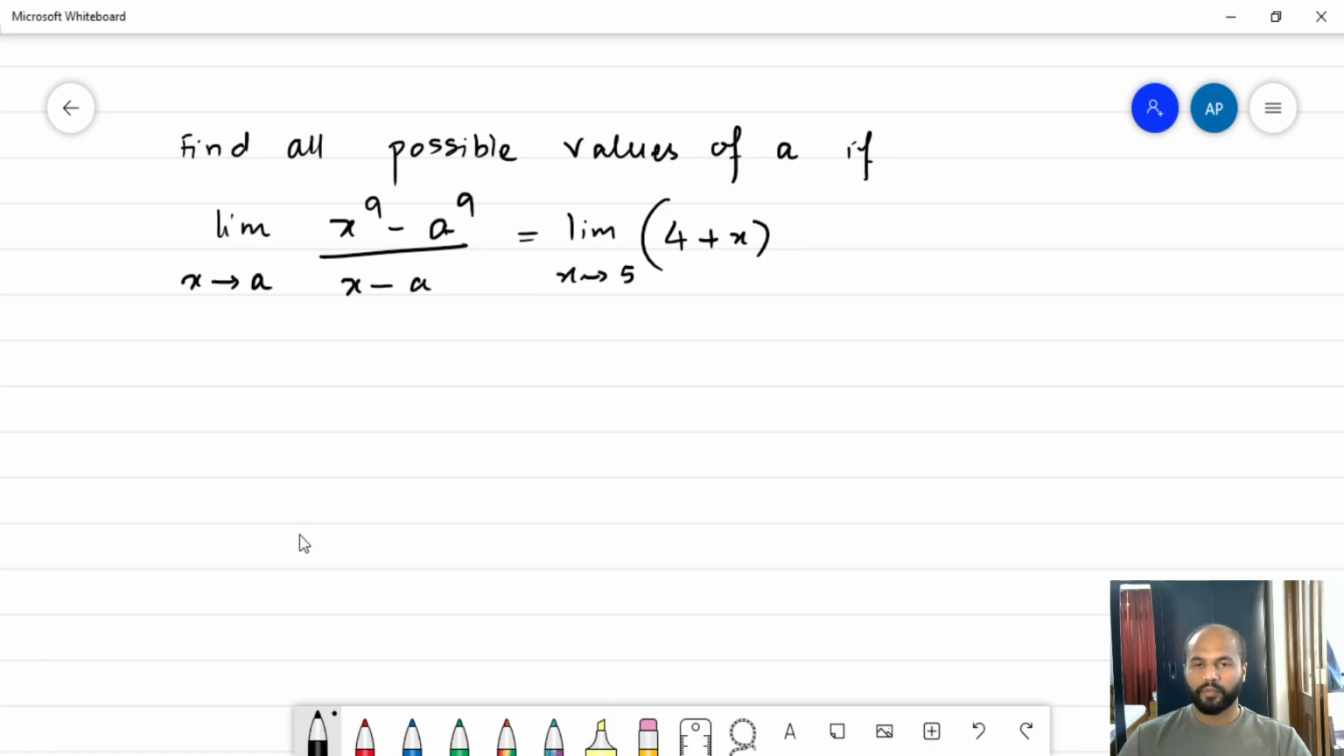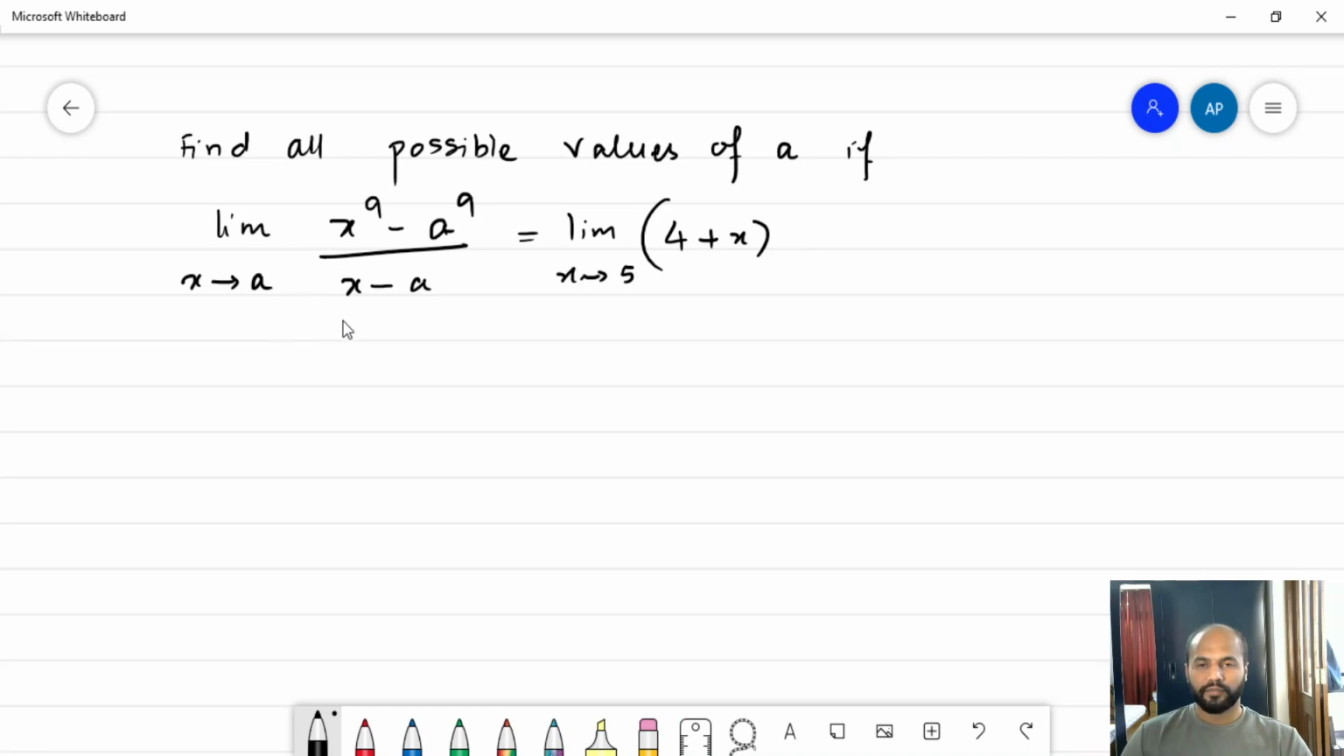So this is the next problem. Find all possible values of a if left hand limit and right hand limit are equal. So to the LHS there is one limit shown, and to the RHS there is another limit shown.